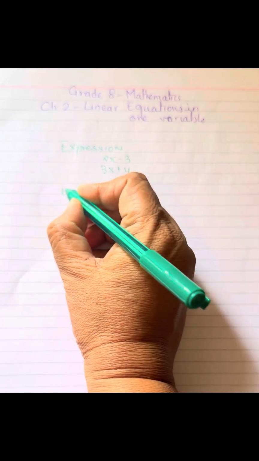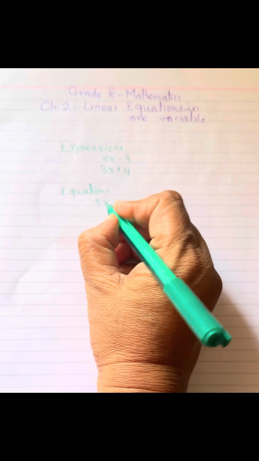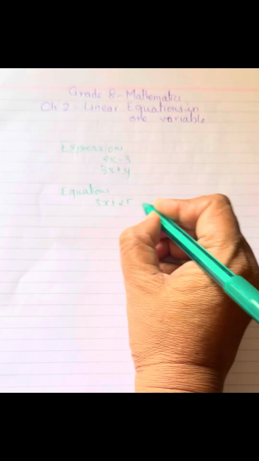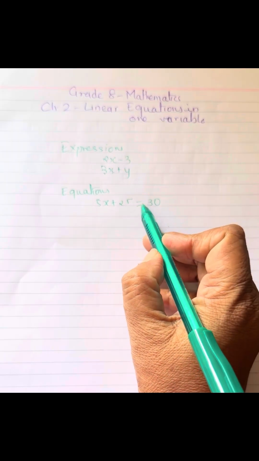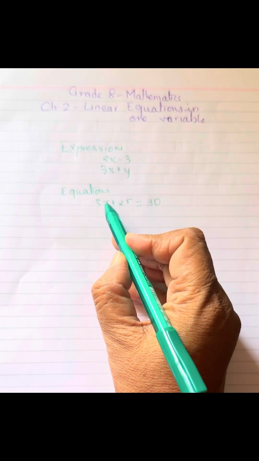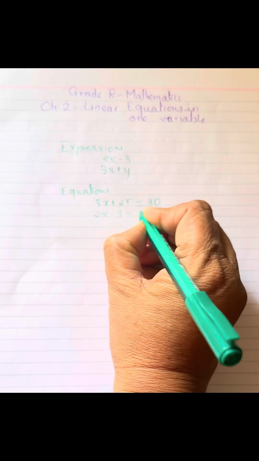Now let us see examples of equations. Suppose 5x plus 25 is equal to 30. Here there is an equal to sign that you need to note. You have a variable, you have constants, and there is an equal to sign. That's why it is known as an equation. We can take another example, like 2x minus 3 is equal to 9. This is another example of an equation. What is important is that it should have an equal to sign.